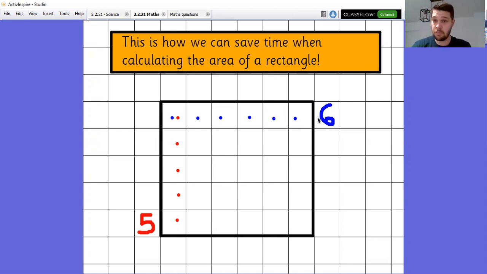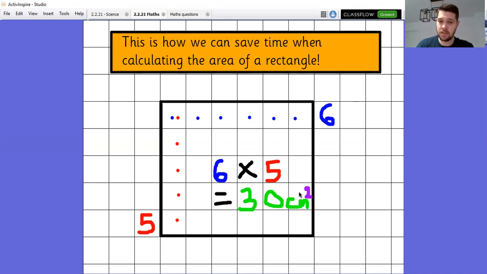So there's 6 per row and there's 5 rows. So instead of counting every single one, I'm going to do 6 lots of 5 or 5 lots of 6. So 6 times 5 gives me 30 centimeters squared. That's something we're going to be looking at in a bit more detail tomorrow.